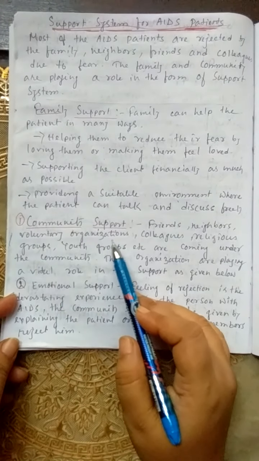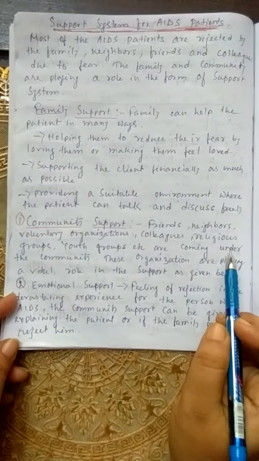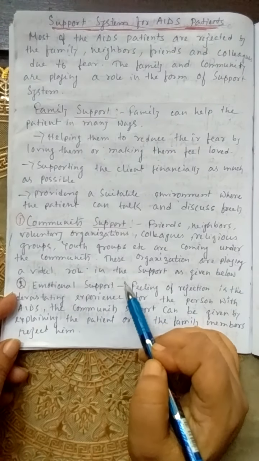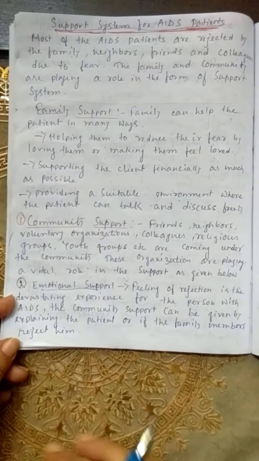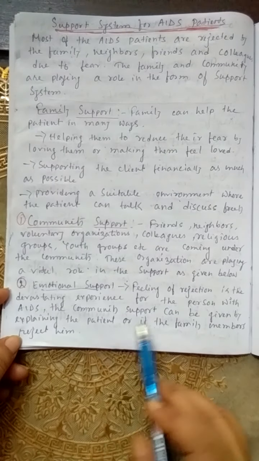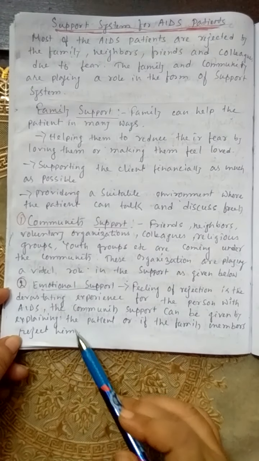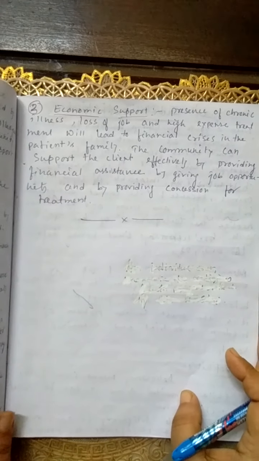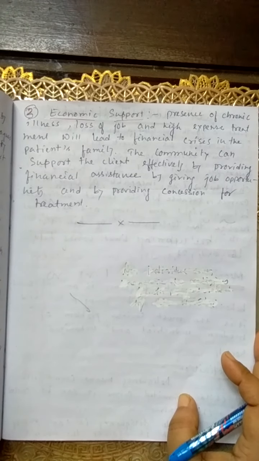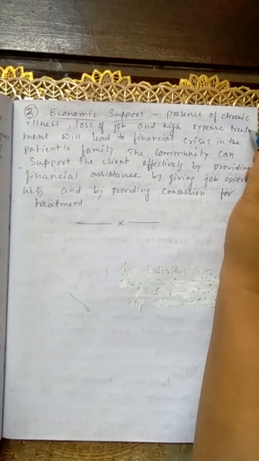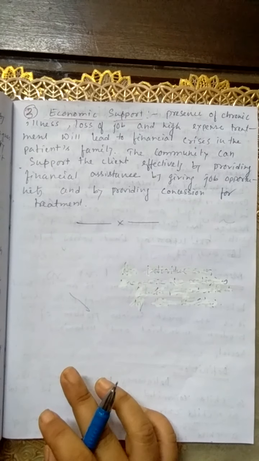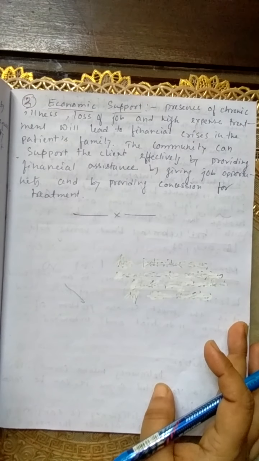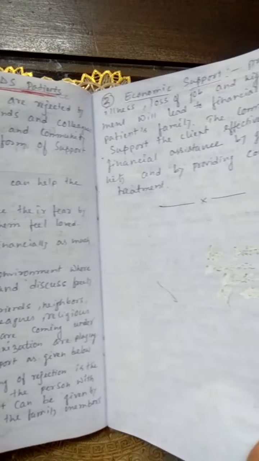Point 2. Community support. Friends, neighbors, volunteer organizations, colleagues, religious groups, youth groups, etc. come under the community. These organizations play a vital role in support as given below. Emotional support: feeling of rejection is a devastating experience for the person with AIDS. Community support can be given by counseling the patient if the family members reject him. Now, economic support. Presence of chronic illness, loss of job, and high expense of treatment will lead to financial crisis in the patient's family. The community can support the client effectively by providing financial assistance, by giving job opportunities, and by providing concessions for treatment. These are some support systems for AIDS patients.